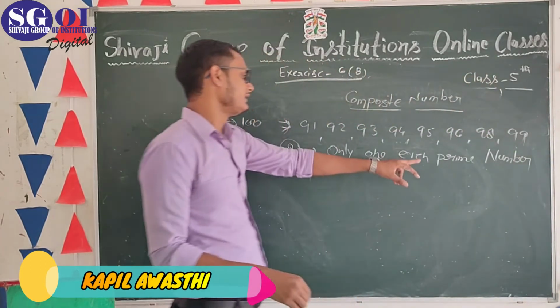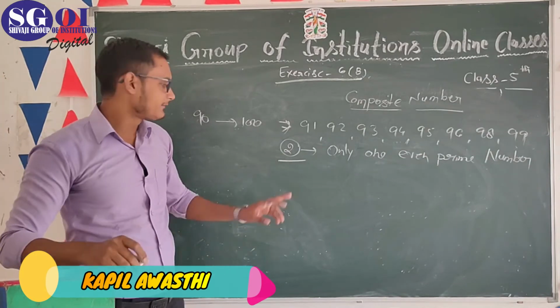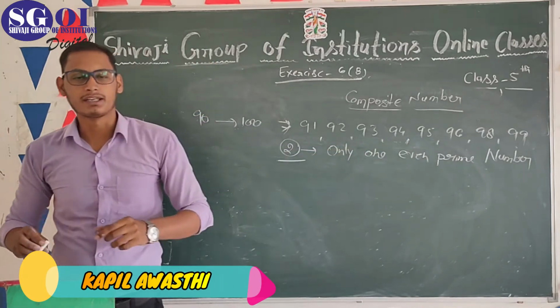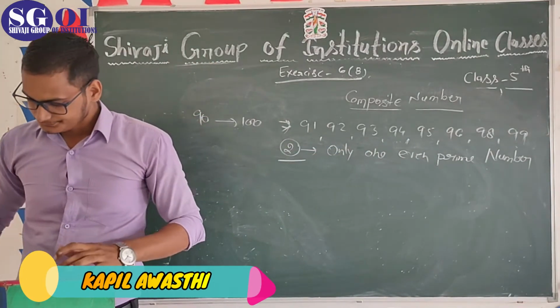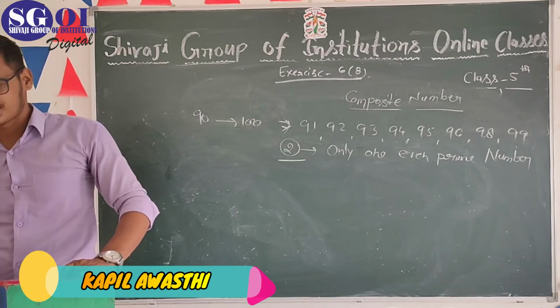Okay, the only even prime number is 2. Except for 2, all the other prime numbers are odd. Okay, understood? So next, question number 6.